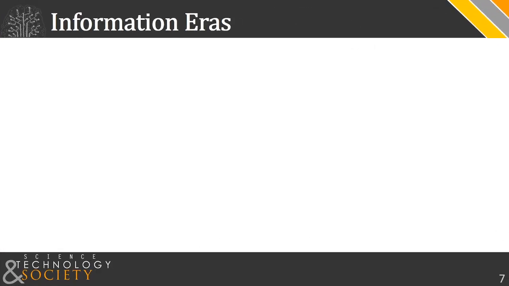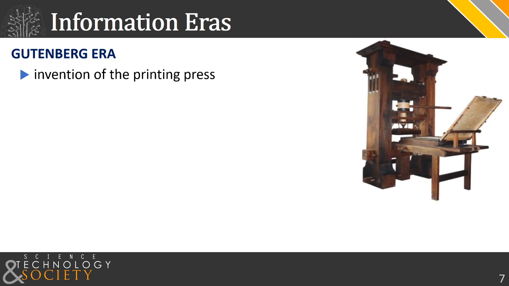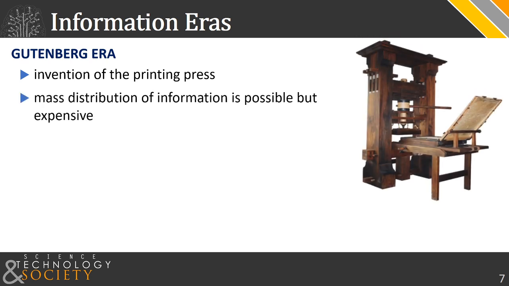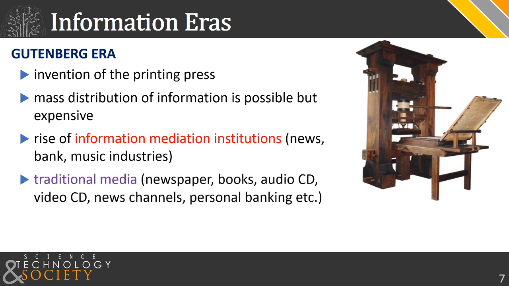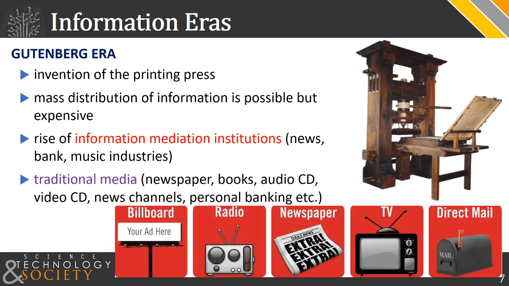The scenario changed upon the invention of the printing press. We call this period the Gutenberg era. Suddenly, one can mass-produce information such as books. But the cost is expensive. This era birthed the rise of information mediation institutions. These are businesses that use information as a currency, such as news, banks, and music industries. These institutions produce what we call traditional media. Books, newspapers, music CDs, radio, and TV news are just some examples of traditional media.